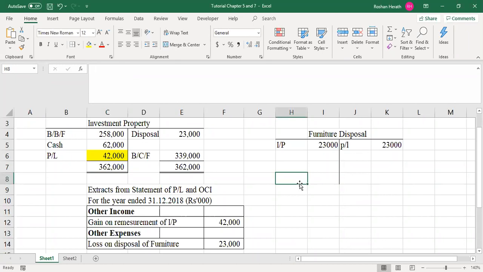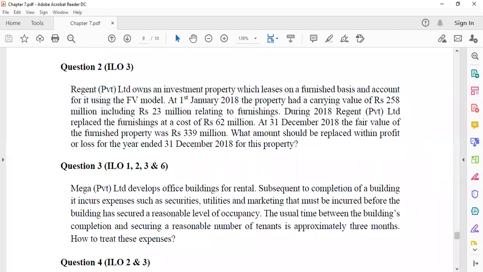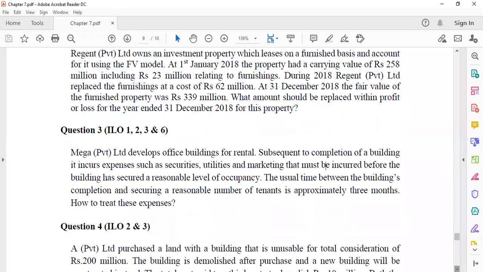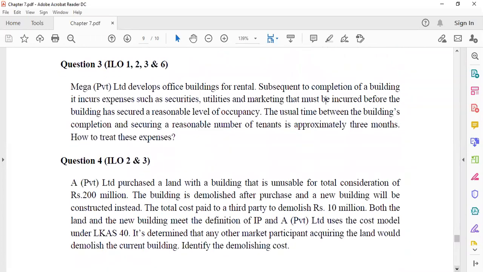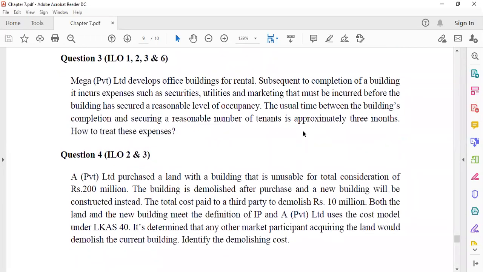Right, okay. Fine. So that's how we do the second one. Now let's move to the third question and see. The third question, again, tests your knowledge on a particular aspect. We'll see. Mega Private Limited develops an office building for rental. You are Mega Private Limited, and you are developing an office building for rental. So it's an investment property. If you develop a particular building with the intention of rental, it is investment property.